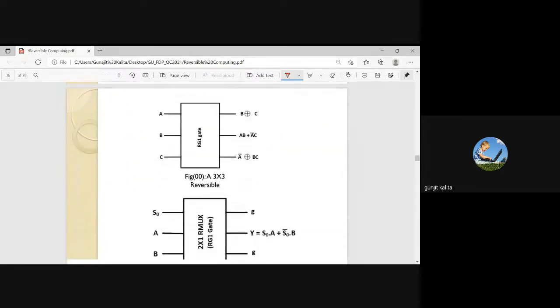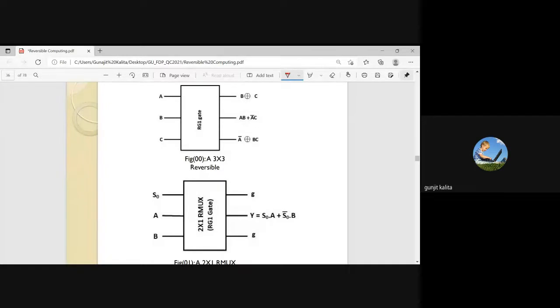So for this example, say this is a 3x3 gate, suppose. I told you, here the first input we are considering to be select line, control line. And once we do that, these two are of no use, so they become garbage. So always, I told you, if it is your n-to-1 multiplexer, the number of garbage lines will always be n minus one.